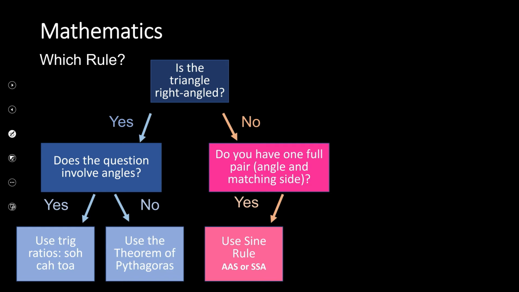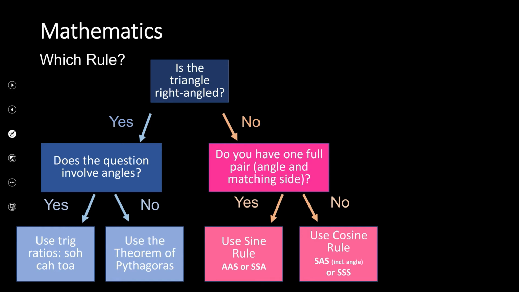So if we don't have one full pair, what's the other option to use? We have to use the cos rule. So let's look at this again. If the triangle is right angled and it involves angles, then you're going to use our grade 10 work. If it involves only sides, then you're going to use the theorem of Pythagoras. If the triangle is not right angled, and you have one full pair, then you can use the sine rule. And if you don't have a full pair, then you're going to use the cosine rule.